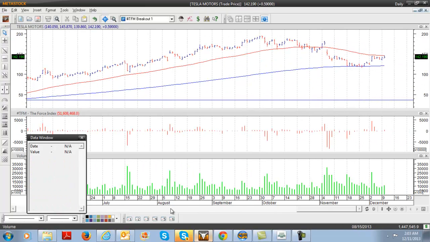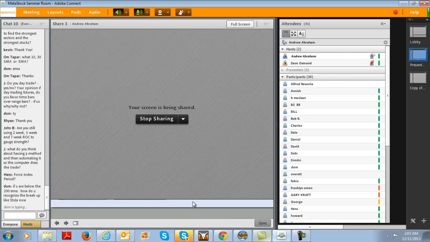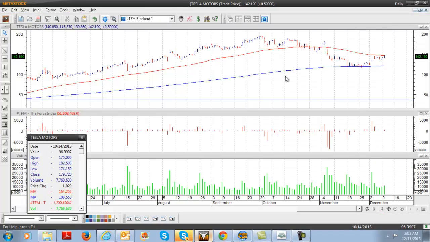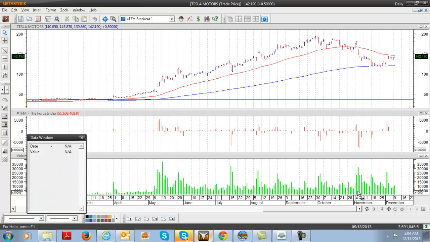Okay. Let me make sure I understood the question correctly. If you're below the 200, how do you recognize the break now? If I want to analyze it, it's kind of late in the game, but there'd be no reason in the world you should still be long Tesla when you had high volume going here and you're below the 50-period moving average. This kept you in the trade this whole period.